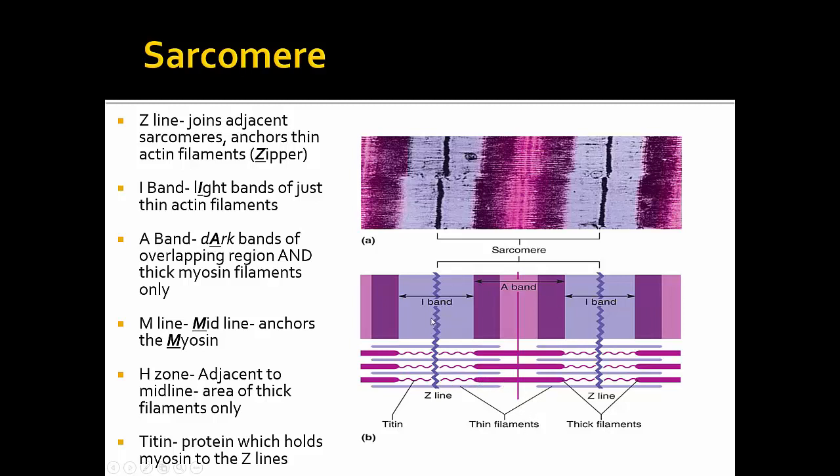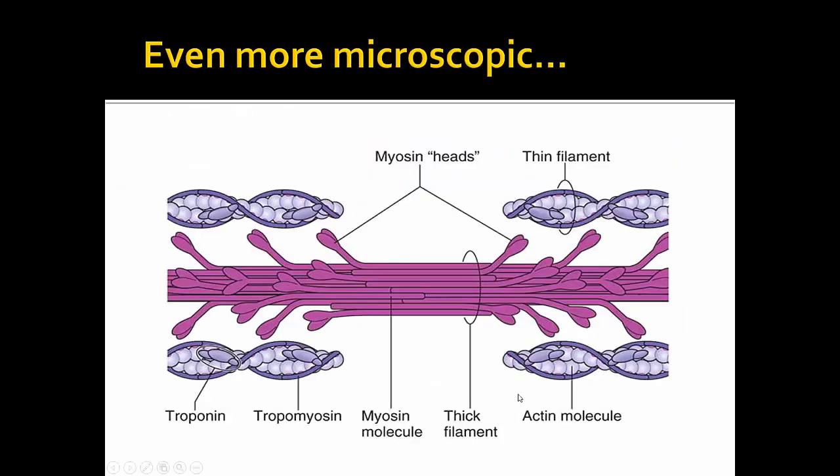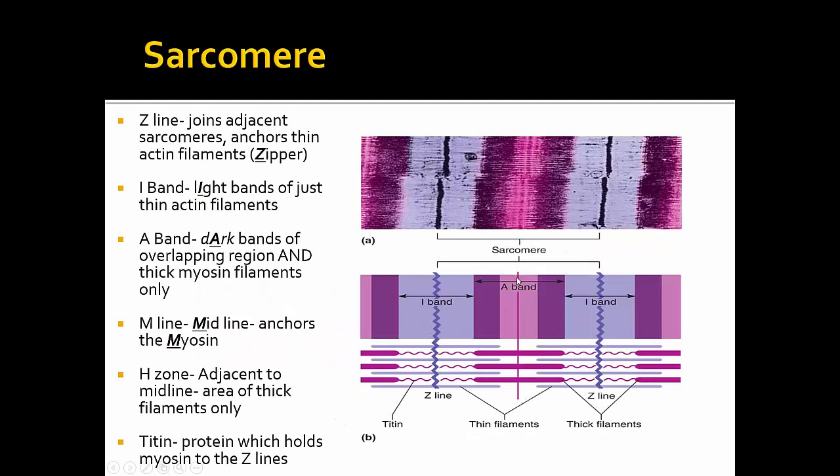Okay, so here is the whole sarcomere. And one way to remember this is to use the acronym MHAZI, MHAZI. The M line is in the H zone, which is in the A band, and the Z line is in the I band. MHAZI. The M line is in the H zone, which is in the A band. The Z line is in the I band.